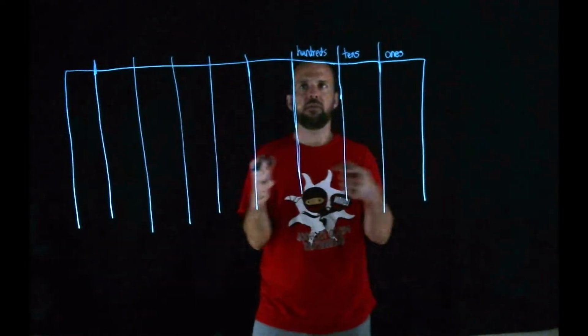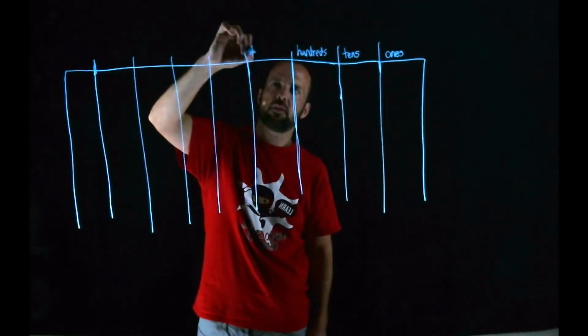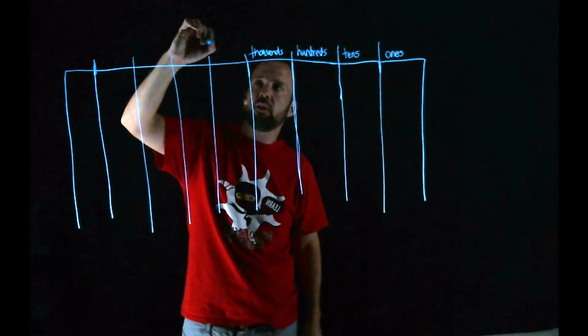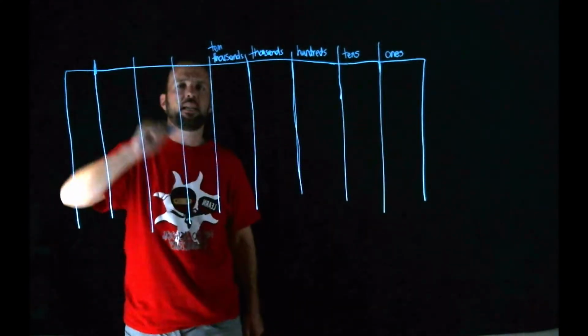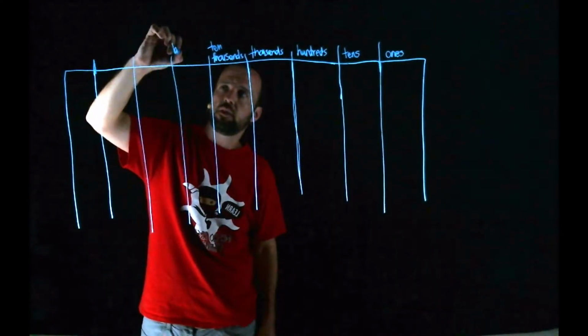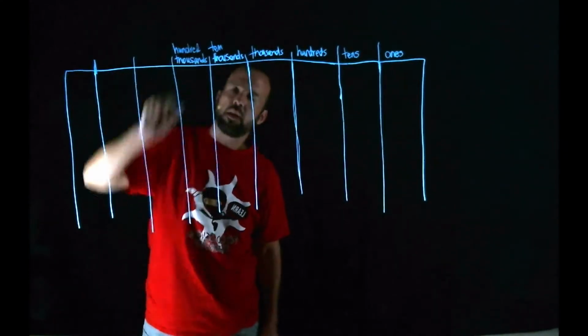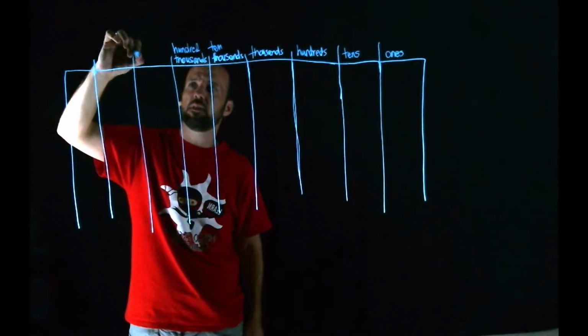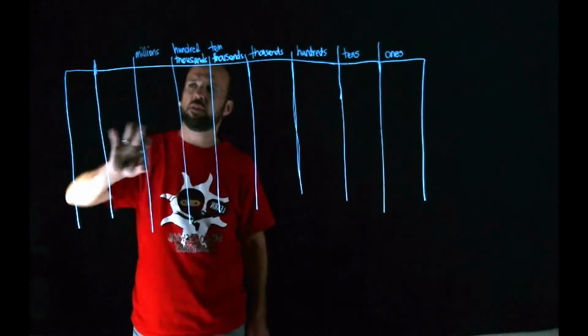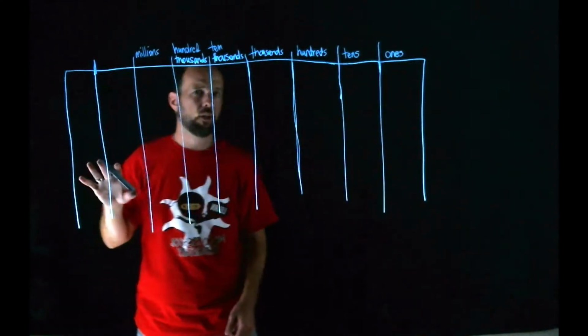Okay, after the hundreds, we're going to move on to our thousands. And then we're going to have our 10,000s, right? And next to our 10,000s, we're going to have our 100,000s. And of course, like we learned about in the previous lesson, this place value right here is going to be our millions. All right, awesome. And as you can see, I got a few more place values out here. We're going to talk about them in a second.